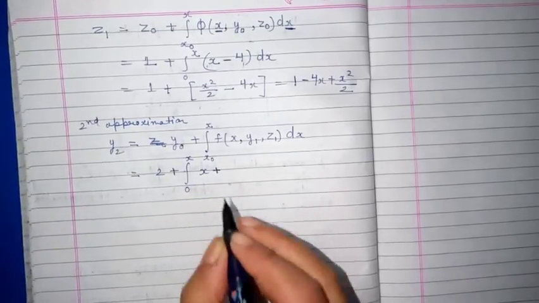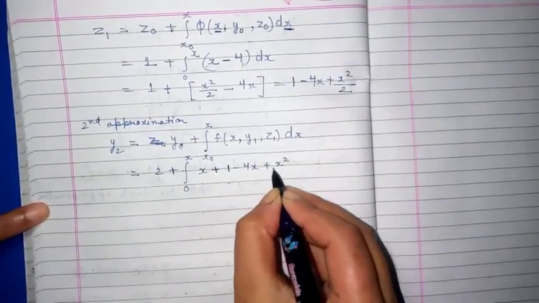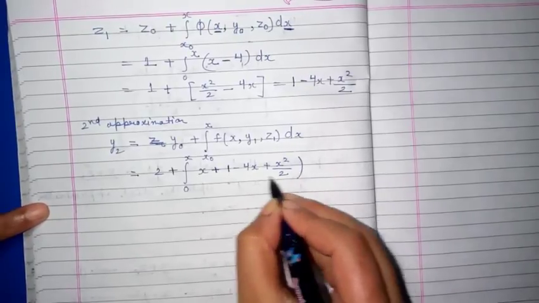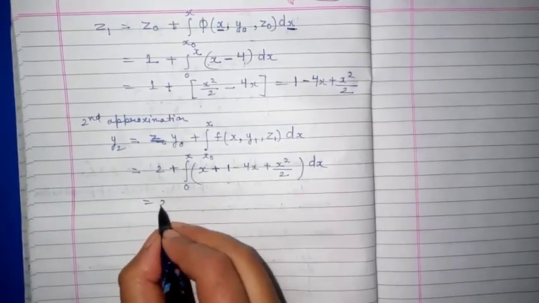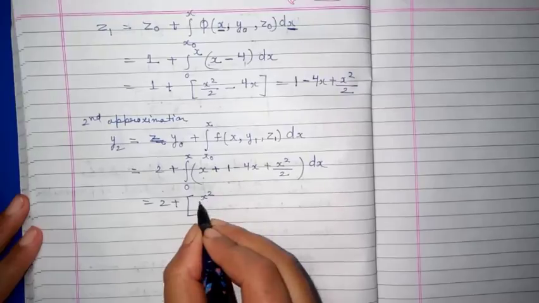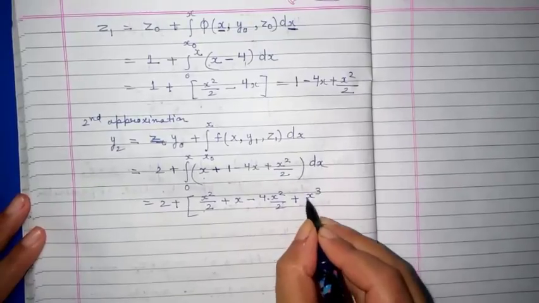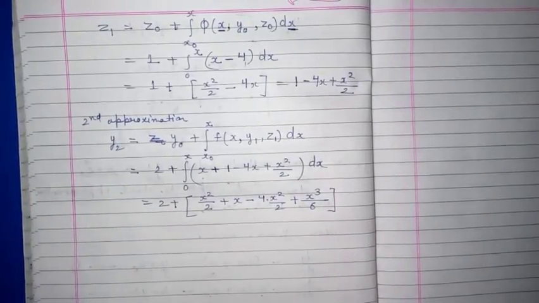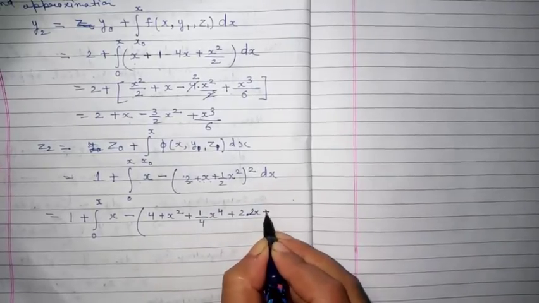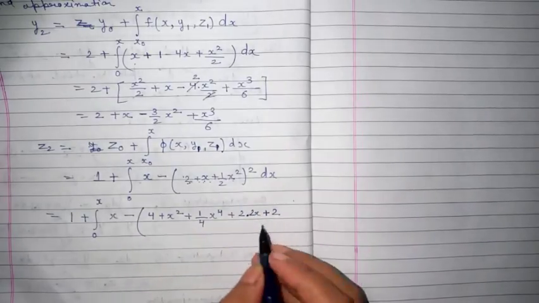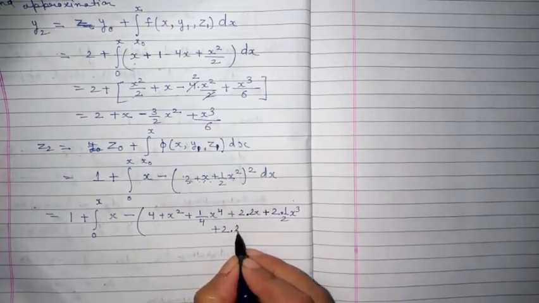So the integration will become: y naught value is given as 0, to x, and f is x plus z, so x plus, in place of z1, what is our z1? 1 minus 4x plus x square by 2. This is our z1, so in place of z1 I have written this, and you just integrate with respect to dx. You will get x minus 4 into x square by 2 plus x cube by 3, then it will become 6. Overall you can use this formula: 2 into a into b, that is 2x, plus 2 into b into c, that is 1 by 2 x cube, plus 2 into this, then 2x square.